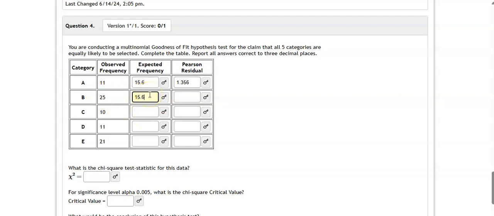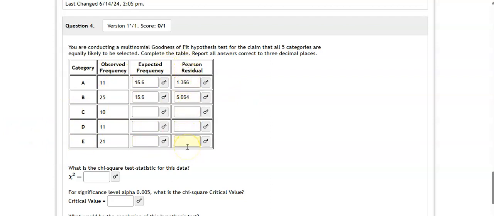I'll do one more just so you can check and make sure you're getting the right thing. So I'll put (25 minus 15.6) squared divided by 15.6 into my calculator. (O minus E) squared, the quantity O minus E squared over 15.6. And once we do that, we will get 5.664.